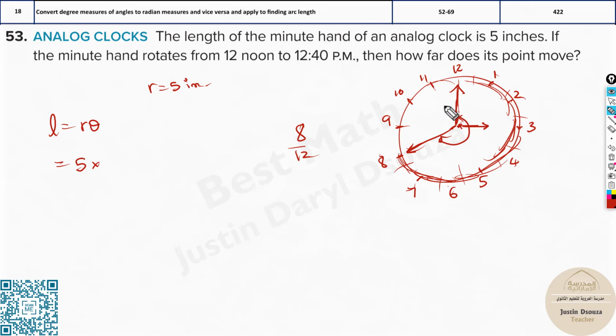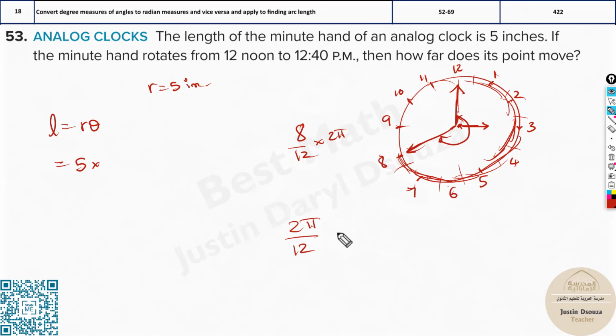So here, we just multiply by 2 pi, because 8 out of 12 is done out of 2 pi, right? Or you can also do it like this: 2 pi divided by 12. Why? Because each part is made into 12 units, so the total is 12 parts.